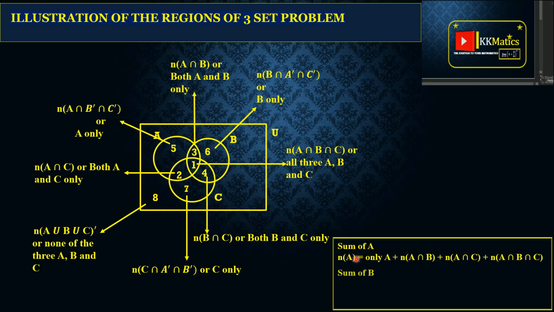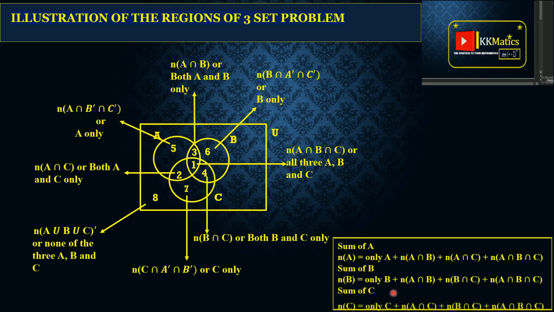The same applies to the sum of B. The sum of the number of elements in B will give you the total number of elements in B. So that's what we've done here, and that's the mathematical illustration of this. The same applies to C also, as you see on your screen here. We sum every element in this whole circle of C, and that gives us the number of elements in C, mathematically written as you see on your screen here.